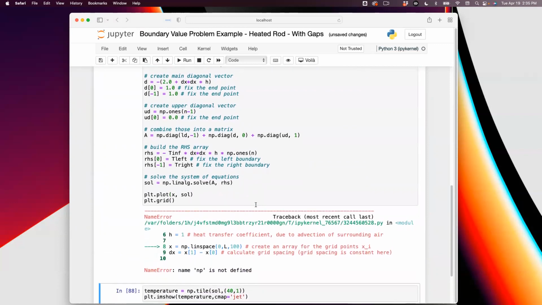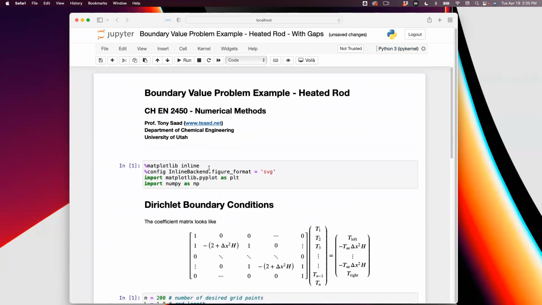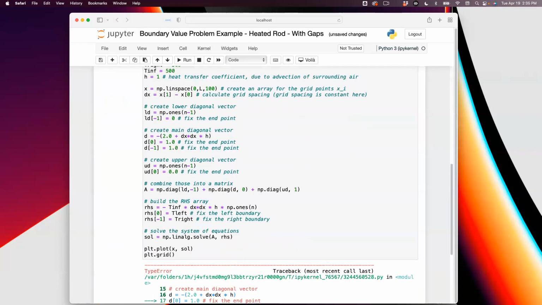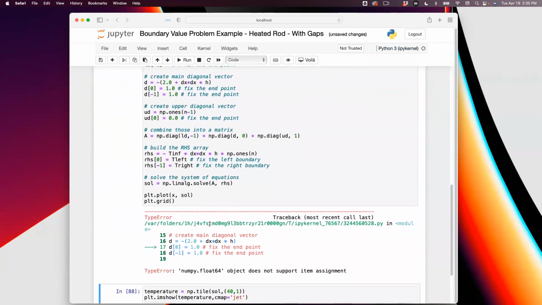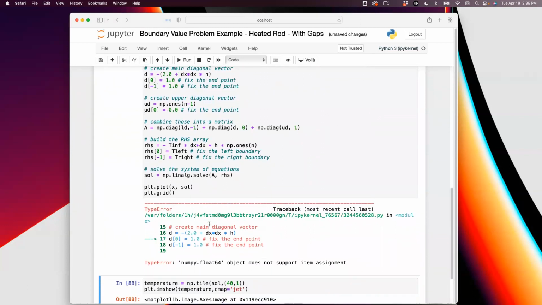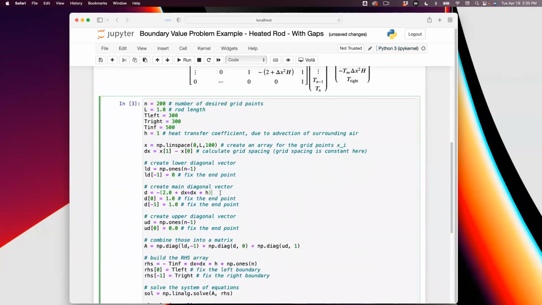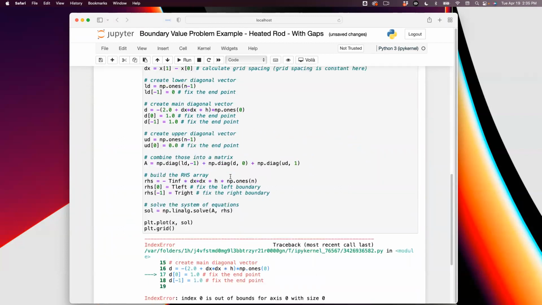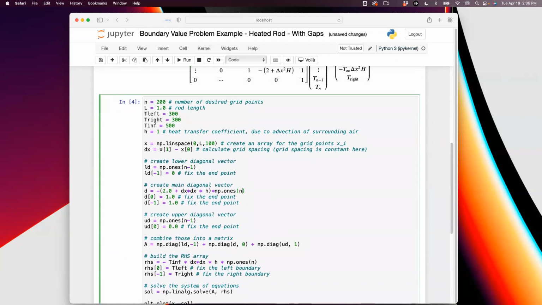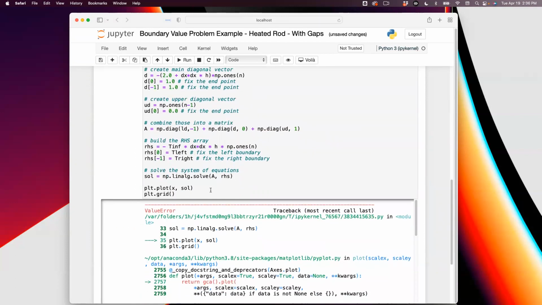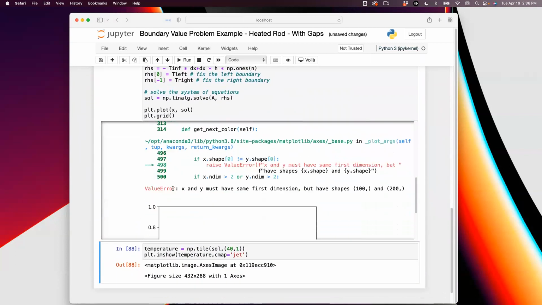And it crashes. Name 'numpy' not defined, of course. Fix the endpoint: object does not support item assignment. Oh, np.ones times np.ones of size n. Oh geez, what the heck is going on today?